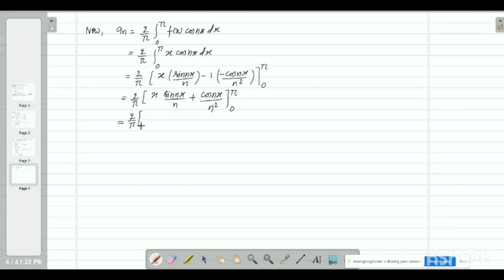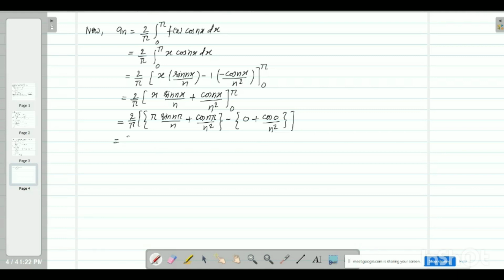Okay, now I am providing the upper limit, so this is pi, and here sin n pi by n plus cos n pi by n square. Okay, this is for the upper limit, minus the lower limit. Instead of x we put 0, so 0 multiplied with anything will be 0, and plus cos 0 by n square. Okay, just close the main bracket.